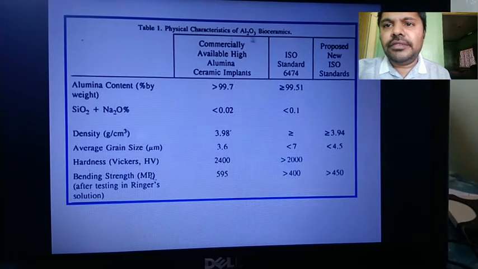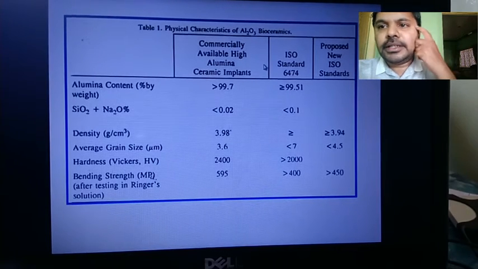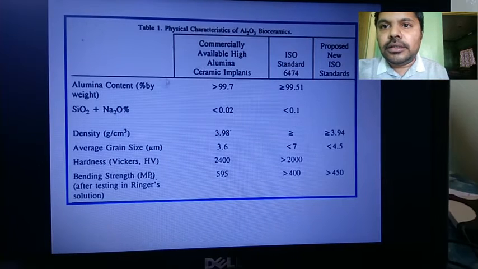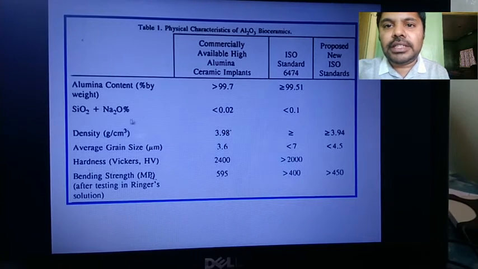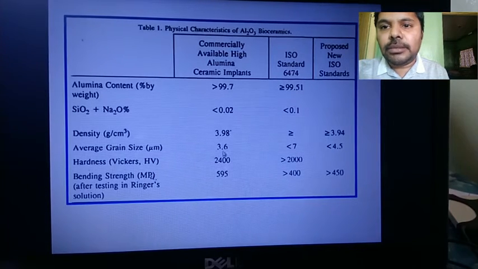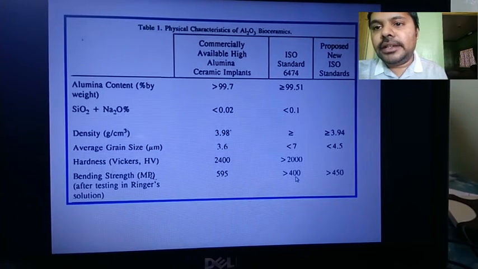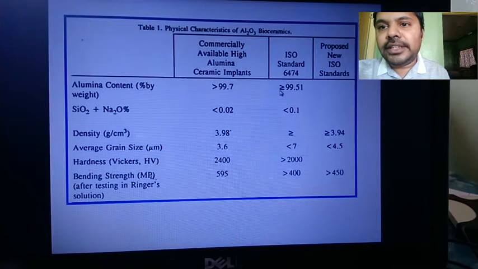So these are the different physical properties of aluminum oxide bioceramics: alumina content, silicon oxide, and sodium oxide. This is the additive which is added for the growth. Then density, average grain size, hardness, bending strength. These are the corresponding values for the commercially available implants. This one is the fixed ISO standard value for implants to be implanted in the human body. The value should not exceed the ISO standard.